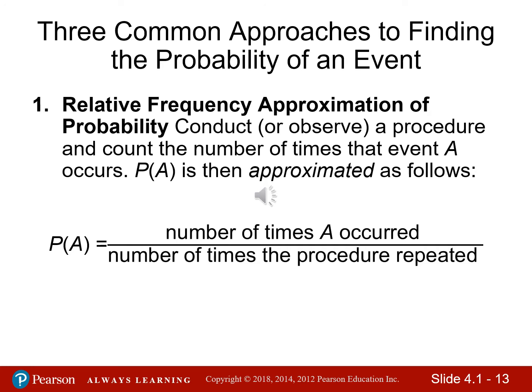In relative frequency approximation of probability, we can conduct or observe a procedure and count the number of times that event A occurs. We can denote relative frequency approximation of probability as P(A) equals the number of times A occurs divided by the number of times the procedure is repeated. For example, if you observe 100 cars passing by and you found that 23 of them were red, the relative frequency approximation of probability would be 23 divided by 100.